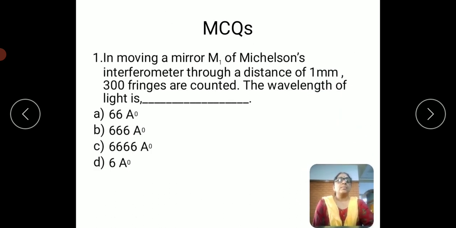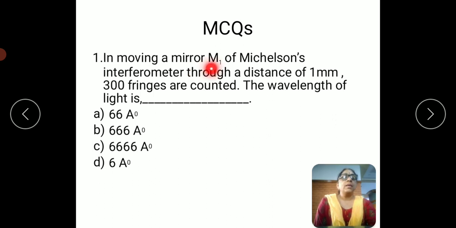So these are some multiple choice questions. In moving a mirror M1 of a Michelson interferometer through a distance of 1 mm, 300 fringes are counted. The wavelength of the light is lambda equal to 2d by n. After substituting d and n, we get the wavelength, that is 6666 angstrom.